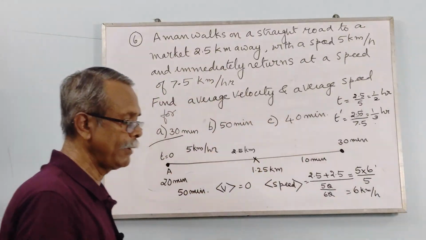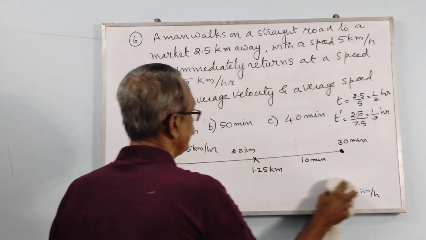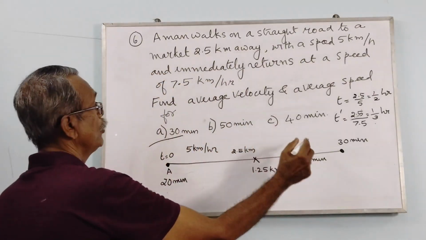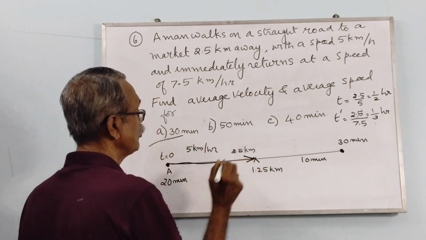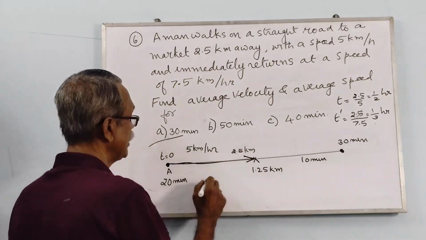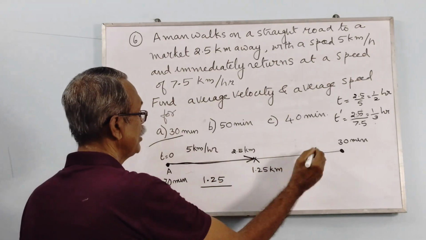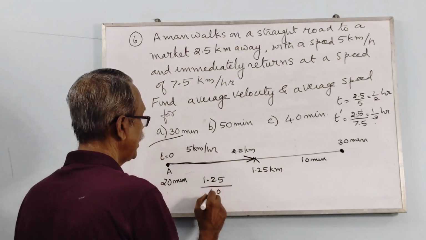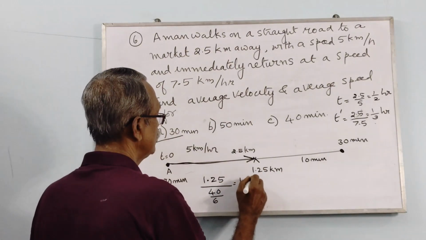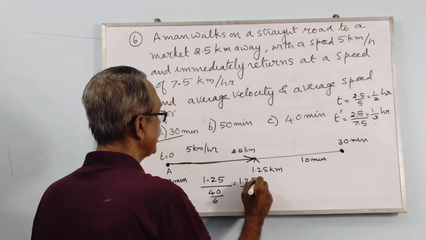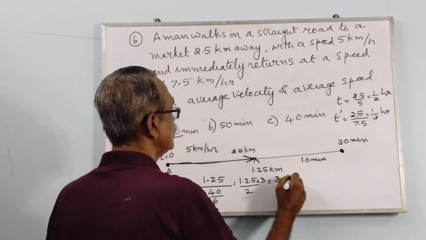Now take the case of 40 minutes. For 40 minutes, you have the displacement like this. This is the displacement, that is 1.25 kilometer. So distance is 1.25 kilometer. Time taken is 40 minutes, that is 40 divided by 60. That is 1.25 divided by 2 multiplied by 3. That is 3.75 divided by 2.